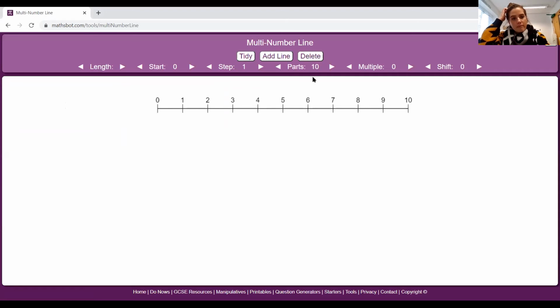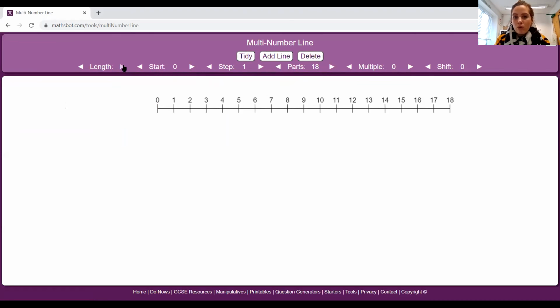I used multi-number line. Perhaps it was that one that I used. So you can change it in the steps that it goes up in. Does it go up in 2s or 1s? How many parts does it have? What are the numbers you want it to go up to? You can organize the length to make it wider or smaller. There's lots of different things. You don't have to start at 0.